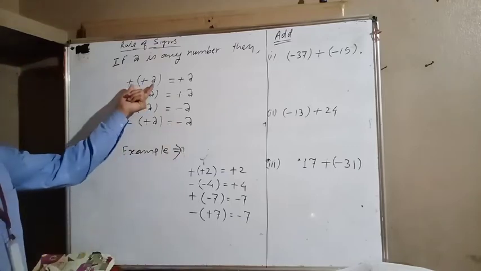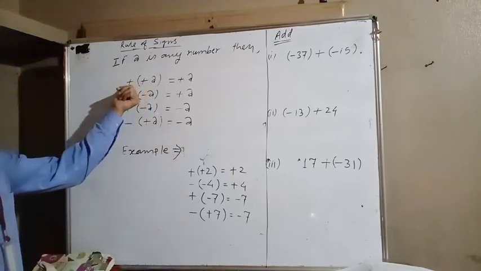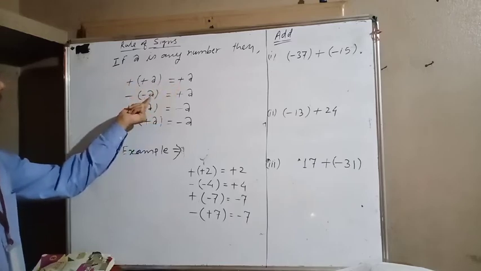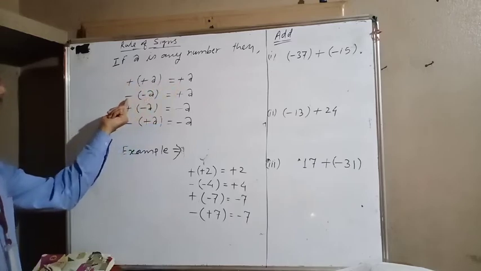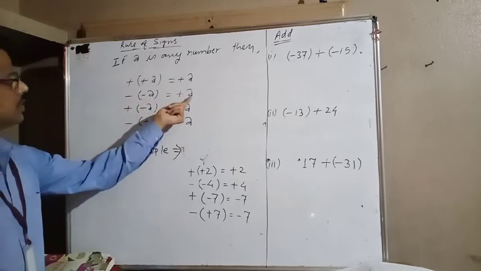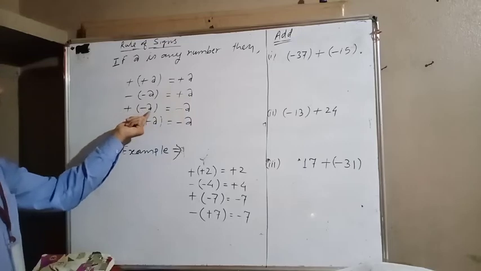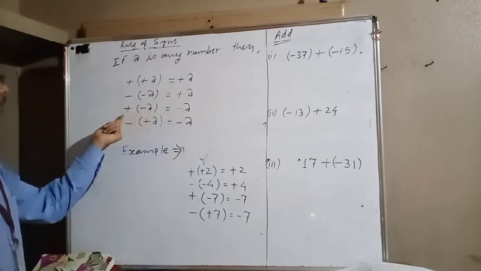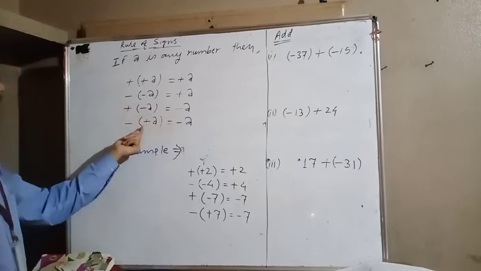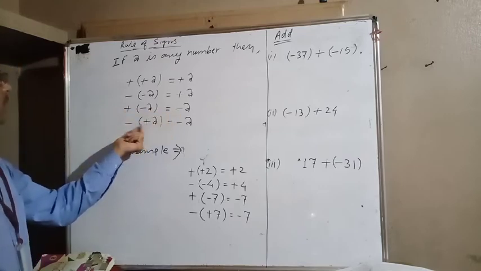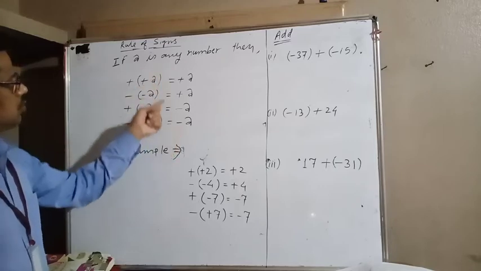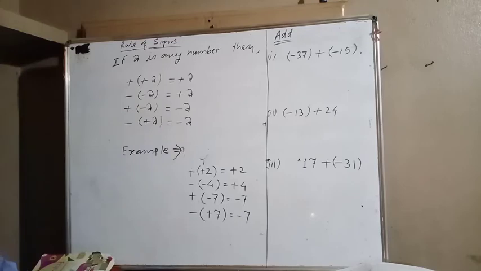If the number in the bracket has a plus sign and outside the bracket there is a plus sign, what will come? Plus plus is plus. Here inside the bracket the number has a negative sign and outside the bracket the number also has a negative sign. Minus minus is plus. Here the number in the bracket has a negative sign and outside a positive sign, so plus minus is minus. Here the number has a positive sign inside the bracket and a negative sign outside, so minus plus is minus. You have to keep this rule in mind while you add or subtract.